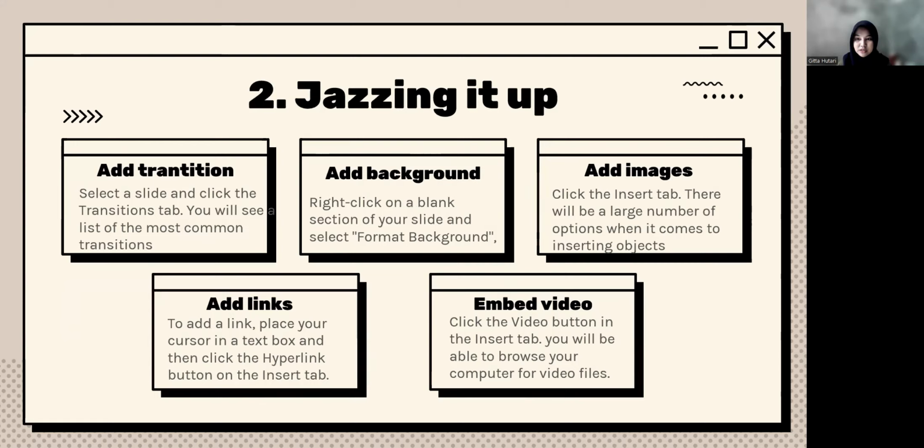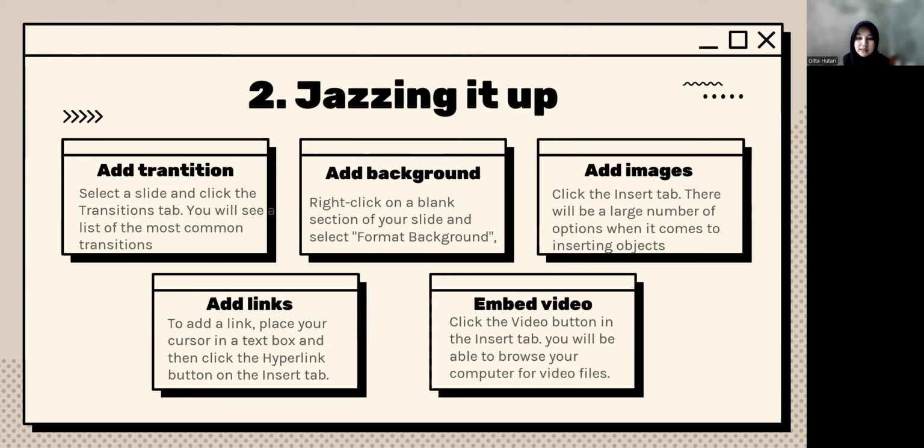And number 2 is jazzing it up. Jazzing it up is to add a transition. You can select a slide and click the transition tab, and you will see a list of the most common transitions. And then add background. To add background, you can right click on the blank section of your slide and select format background, and then add image. If you wanna add an image, you can click the insert tab, and there will be a large number of options when it comes to inserting objects.